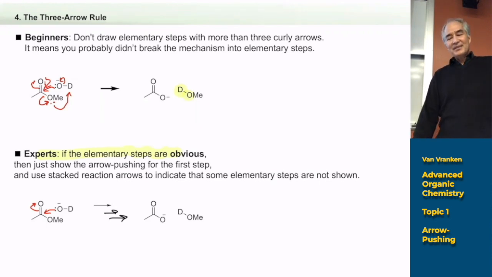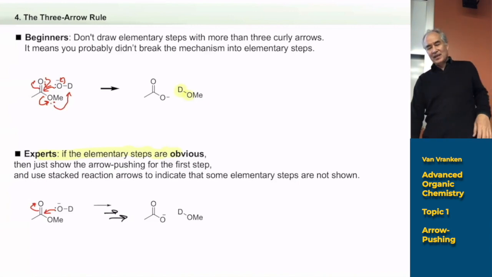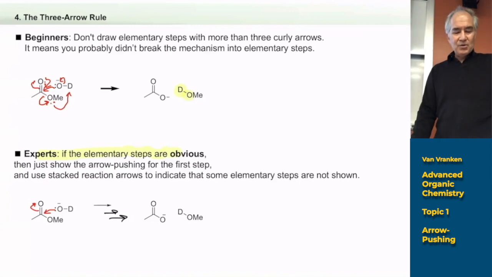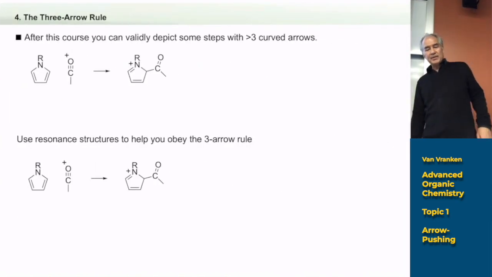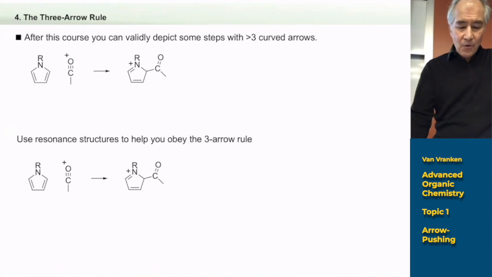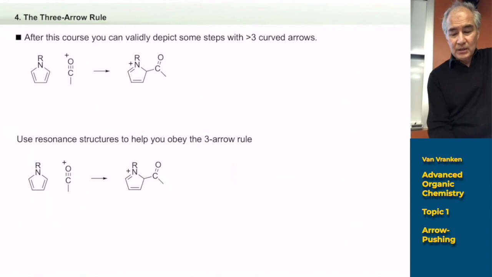So when you get to the stage when things are totally obvious and you think that everybody in the room sees what you're doing, you could stack the arrows like this. But you notice how this does not violate the 3-arrow rule. We are being completely consistent, and we're showing people what happens in that first step. Now, there will be cases, once you get beyond this course, well, even within this course, where a valid mechanism would have 3 arrows.